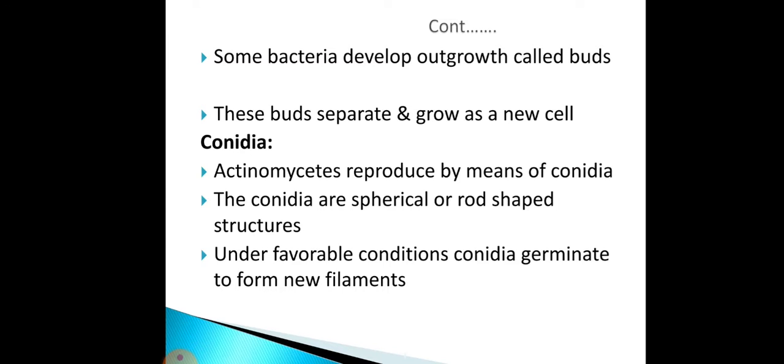And then the next one is the conidia. The actinomycetes reproduce by means of conidia. The conidia are spherical or rod shaped in structure. Under favorable conditions, conidia germinate to form new filaments.